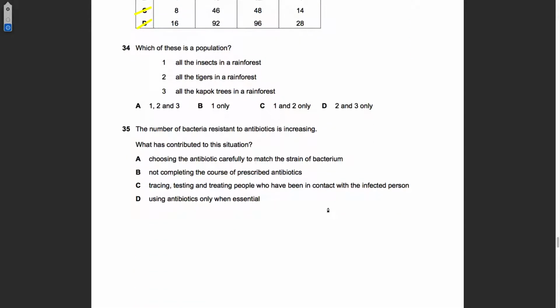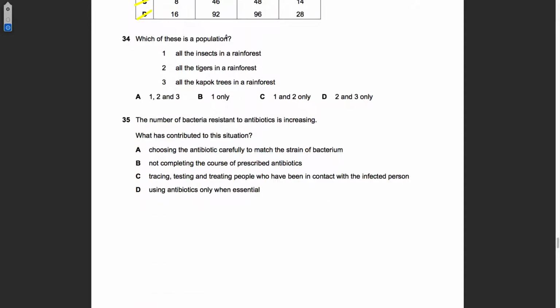Okay, which of these is a population? All the insects. So a population is all the organisms of the same species in a given area at a given time. So all of the insects, there's going to be lots of different species of insects. I doubt it. Tigers, yes, they are the same species. However, there are subspecies, which is slightly confusing, but they are the same species. And if we've got a specifically named group of trees, we can assume that's a species as well. So I would go for 2 and 3 only. And the answer is D.